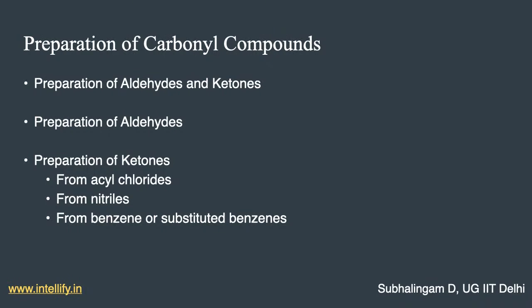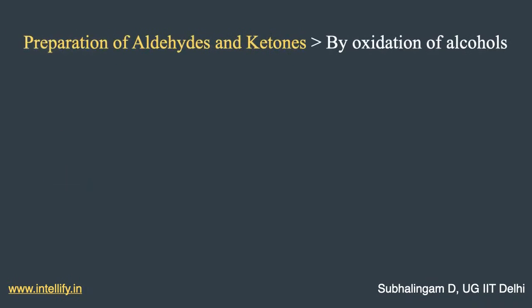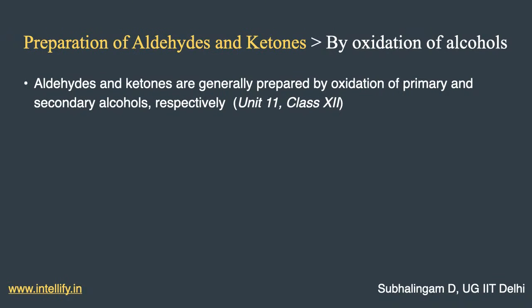You might have seen some of these in the previous units or in previous class. In such cases, I will just mention that this has been seen in previous class. Just a reference will be given instead of detailed content. So first in the line is oxidation of alcohols, which we have seen already in class 12 unit 11. Aldehydes and ketones are generally prepared by oxidation of primary and secondary alcohols respectively.